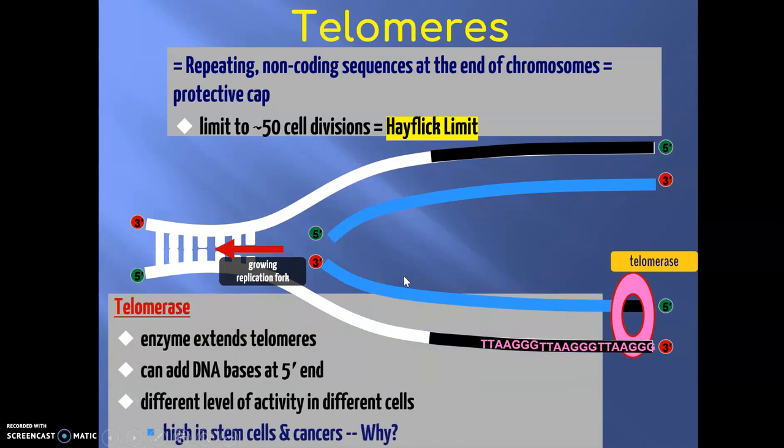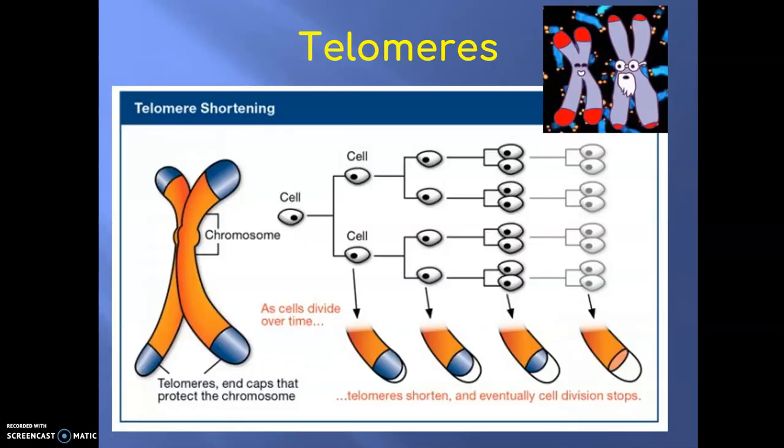So telomerase is an enzyme that extends the telomeres. Okay, so it can add DNA bases at the 5' end, but it has different levels of activity in different cells. So you have a high amount in stem cells and cancers. Stem cells, why? Because those are cells that haven't been differentiated yet. So why not make them go crazy? And same with cancer. So these are kind of like the little caps that telomeres look like.